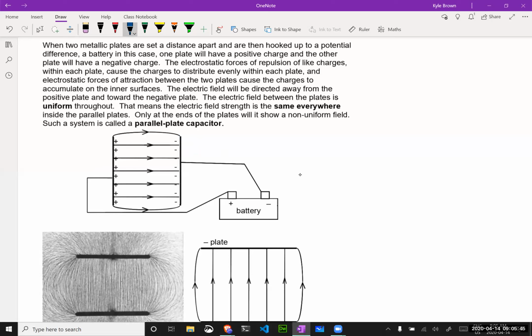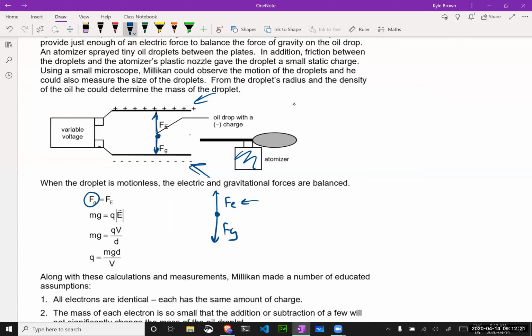So Fg on this oil droplet is balanced with Fe pulling back up again. And this Fe is coming from the extra electrons that are on this little guy, right? Let's say there were 4 little extra electrons on this thing. Well, those electrons are pulling back up because these electrons are negative. They're going to be attracted to the positives on the top, right? And repelling the other negatives. So it has an electric force going up. So he said, okay, let's balance those guys. So let's get them balanced.